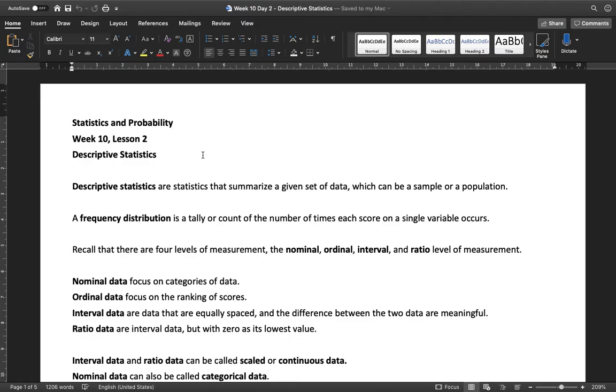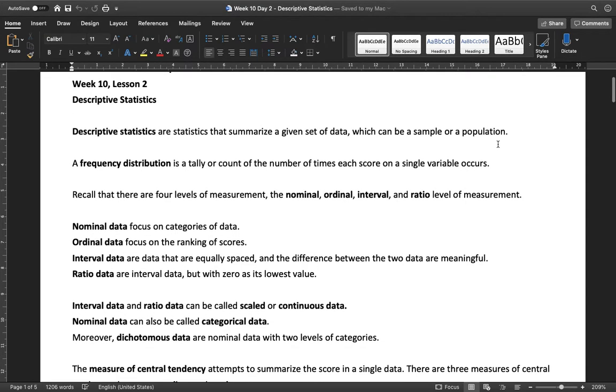So when we talk about descriptive statistics, from the name itself, describe. They summarize a given set of data, which can be a sample or a population. Kapag meron kayo na-receive na data from your research and you want to describe that data, you describe it using descriptive statistics. So, ano ba yung mga ina-apply natin kay descriptive statistics?